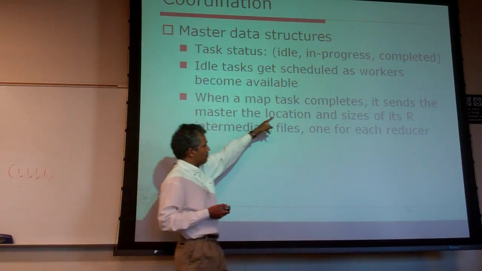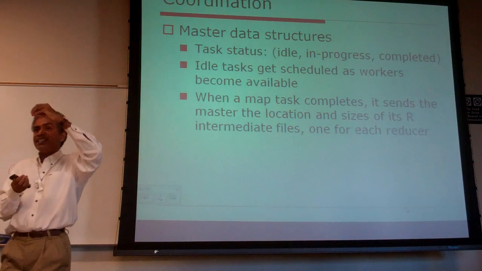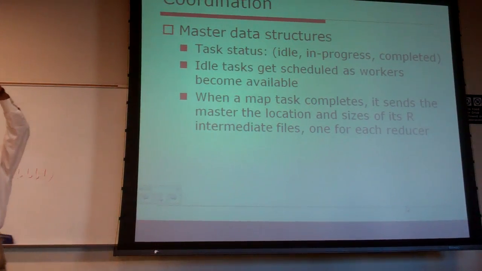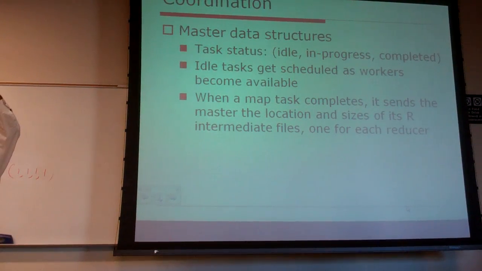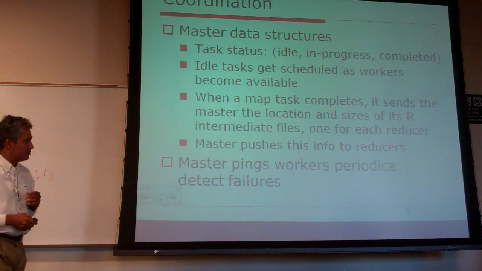When the map task completes, the CPU has to send to the master the location and sizes of the intermediate key value splits it has produced, and where they are. That then has to be sent to the reducer, which works on that part of the data. That's what is basically being said.